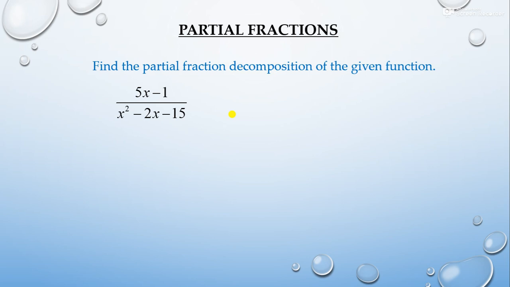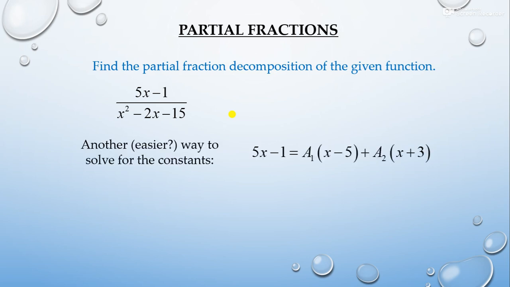Another way, which will be the easy way, you can solve for the values of a1 and a2. Up to here you have to do it like the earlier way, which means you have to cancel out the denominator. Now your expression is 5x minus 1 equals a1 times x minus 5 plus a2 times x plus 3. Now how to solve for the values of a1 and a2? You see here, suppose we put x equal to 5, then this term will be 0 and the only remaining term is a2. So put x equal to 5 and we can find the value of a2.